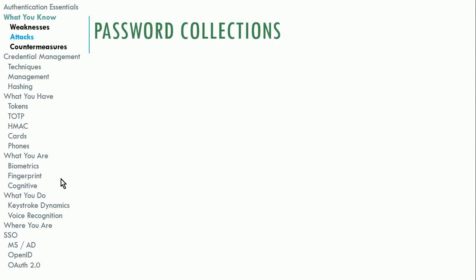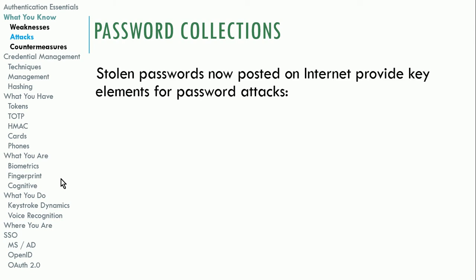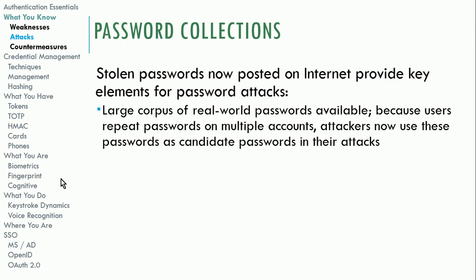So that's a rainbow table. And then this leads us to password collections. So rainbow tables, if you're wondering where to get one, you can go on the dark web or the darknet, whatever you want to call it, and you can purchase and sometimes just download copies of these.